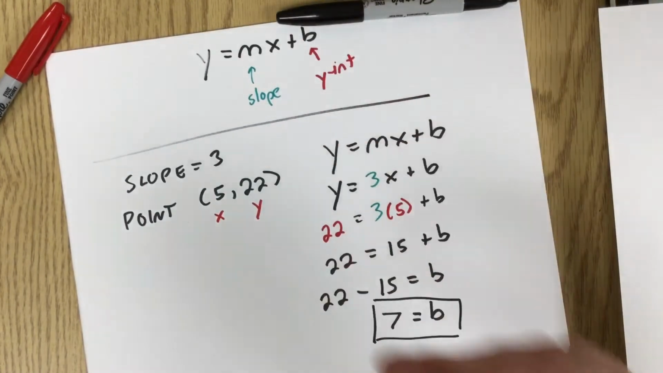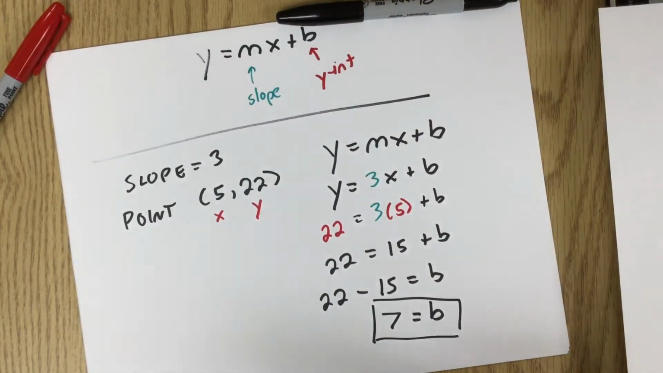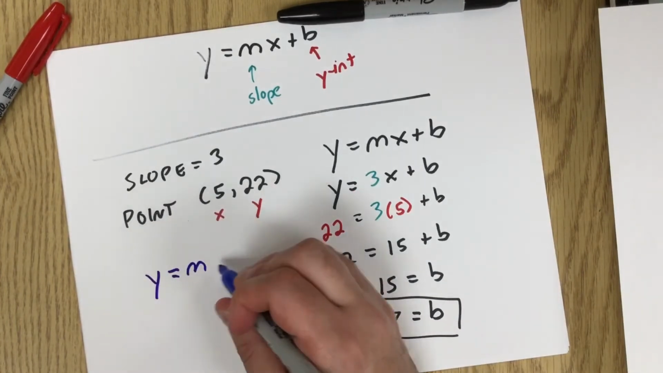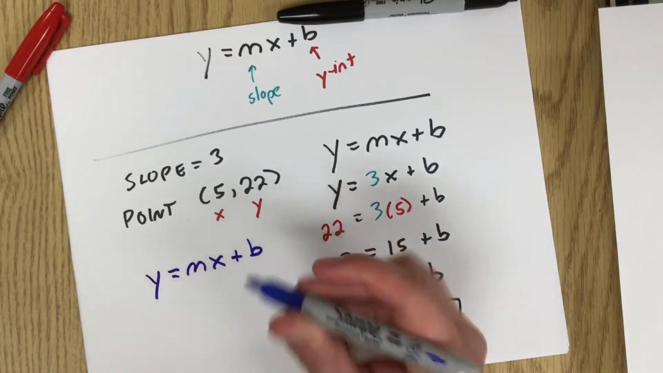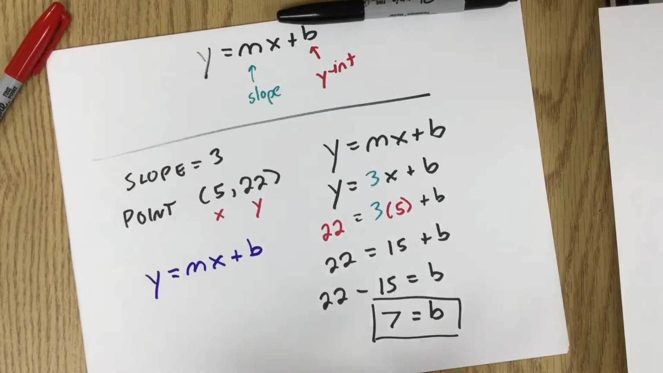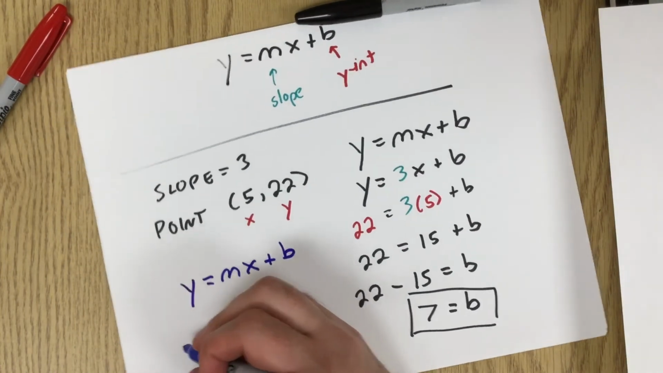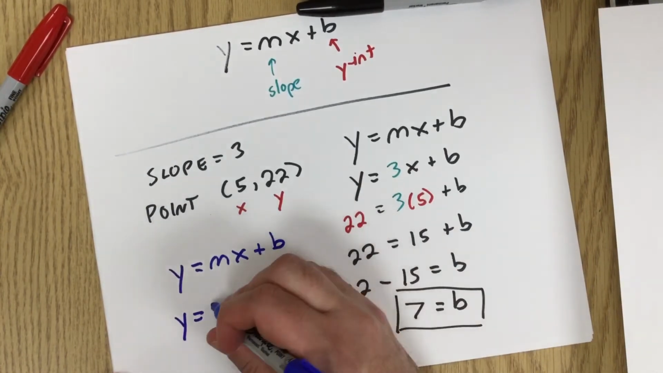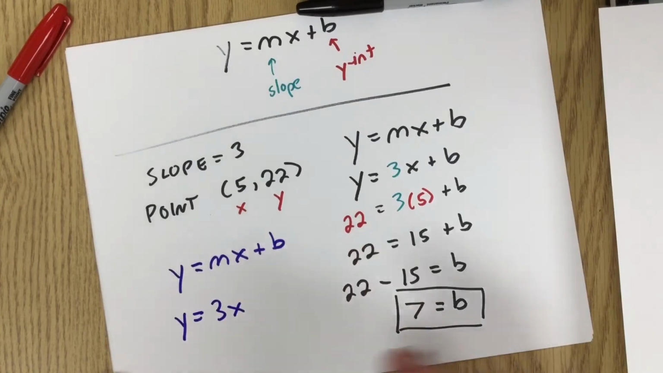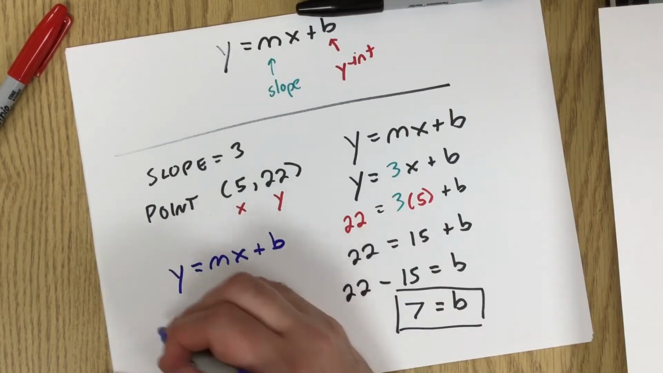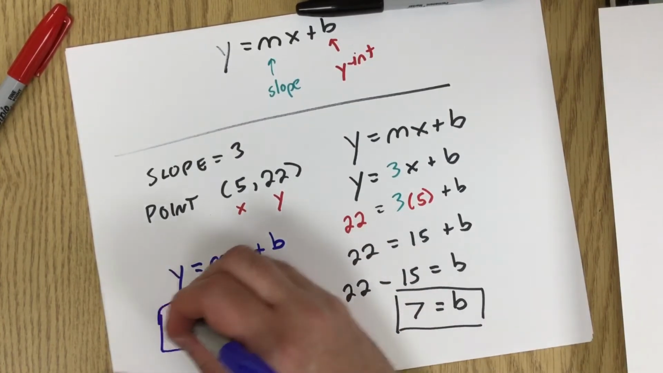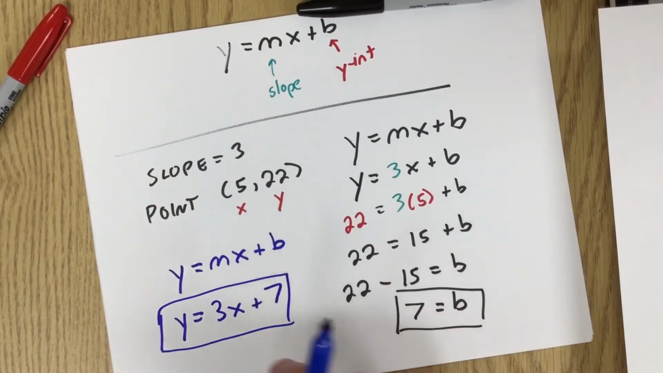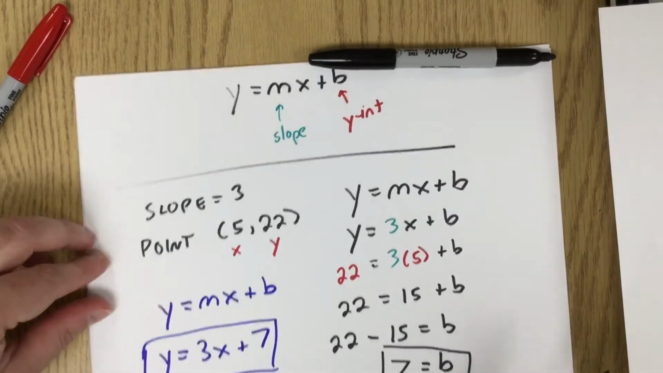But we're not done. We have to finish it off now. I mean, we've done all the work we really need to do. So remember, the answer has to be in the form y equals mx plus b. y and x are going to go back to the variables that they were. And I'm going to say that y equals, the slope was 3, and then b was 7. So the equation of a line with a slope of 3 that goes through the point (5, 22) is y equals 3x plus 7.